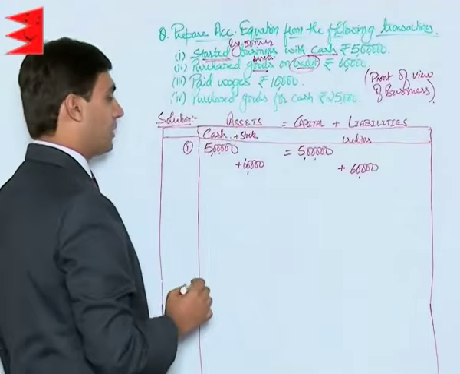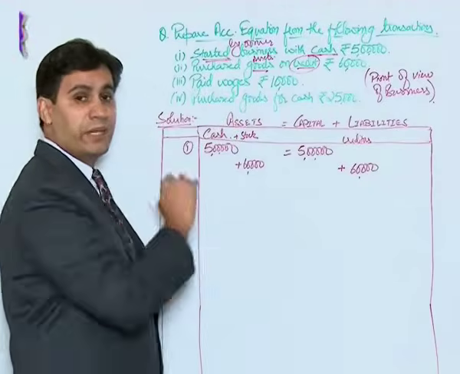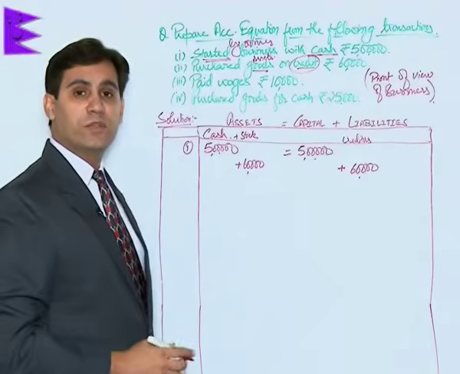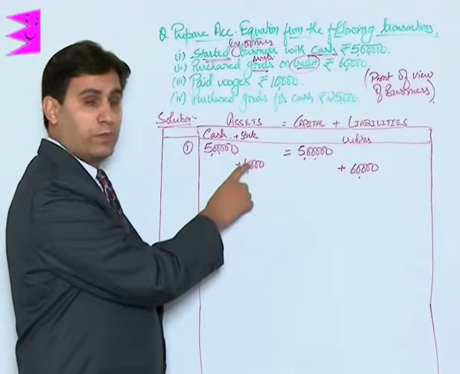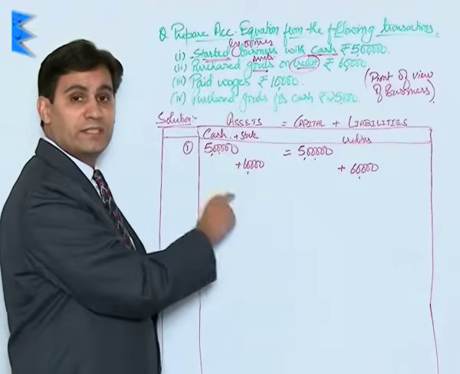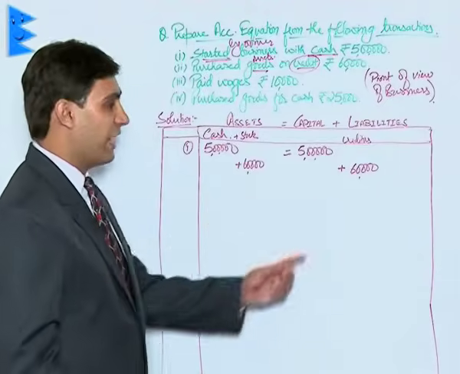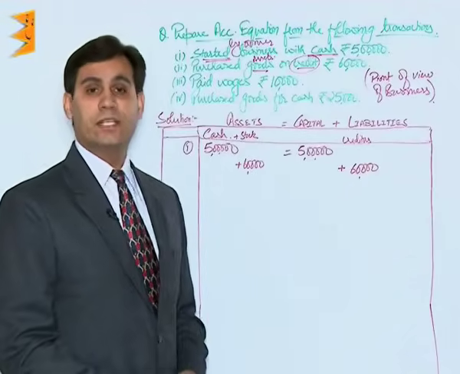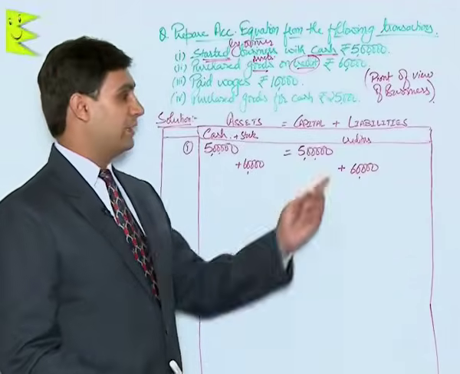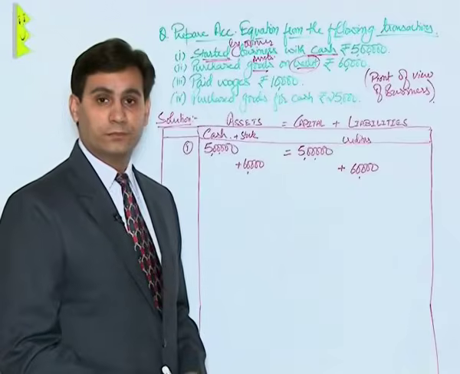Now students, what is the double effect of this transaction? Let us repeat it. We have purchased goods worth rupees 60,000. So there is an increase under the asset column in the category of stock by rupees 60,000, plus we have to pay an amount of 60,000. So correspondingly our liabilities have increased and they will be under the category of creditors.